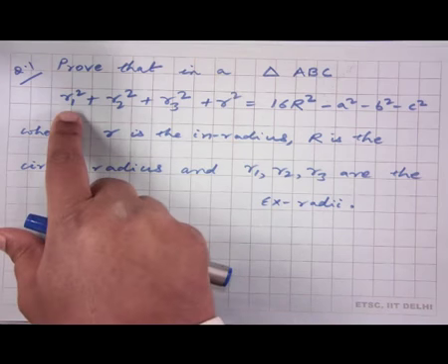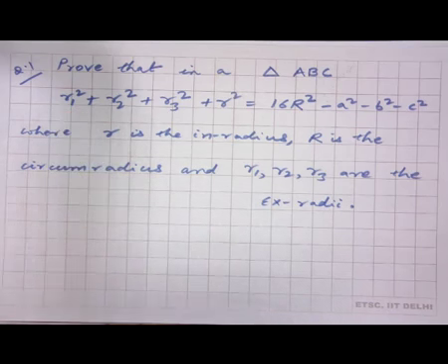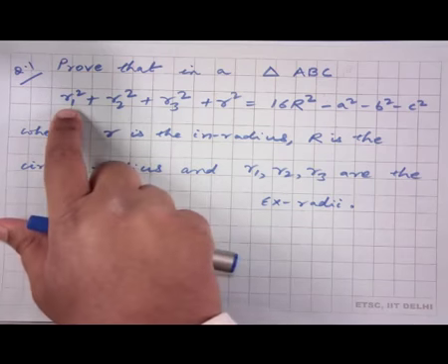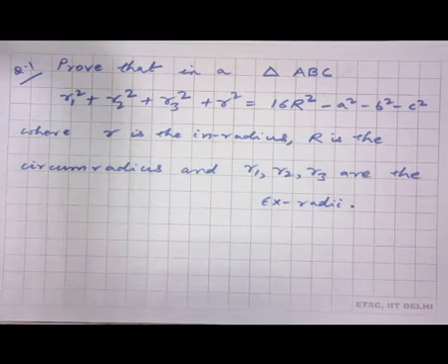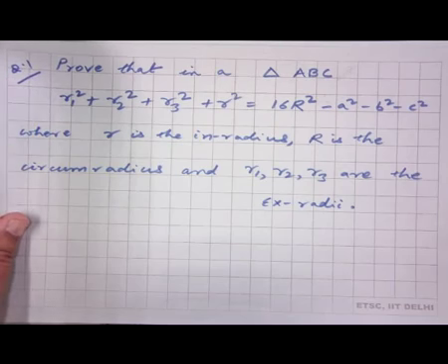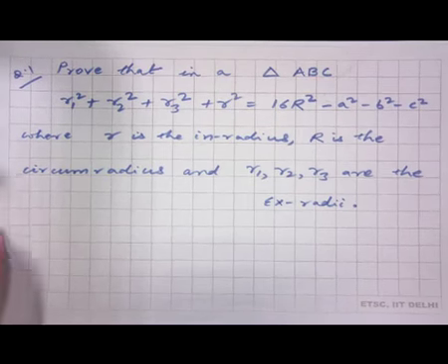So, r1 is basically the radius of the escribed circle which is opposite to angle A, and r2 is the radius of the escribed circle opposite to angle B, and r3 is the radius of the escribed circle opposite to angle C of the triangle ABC. So, how do we go about solving this problem?